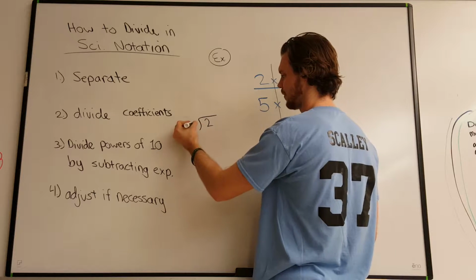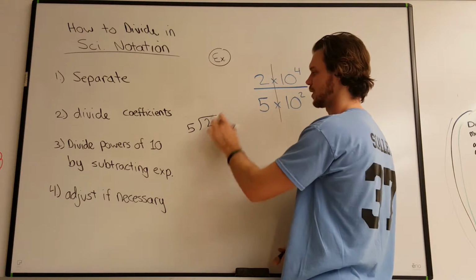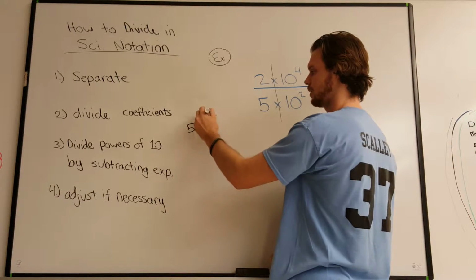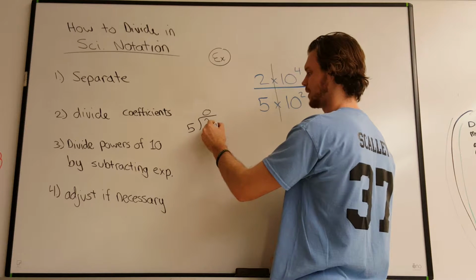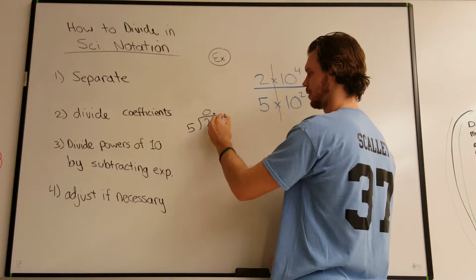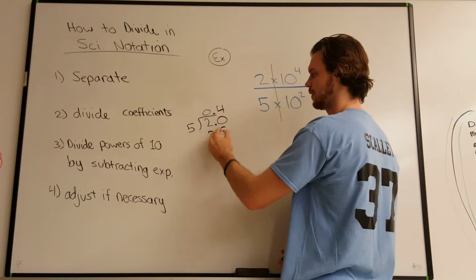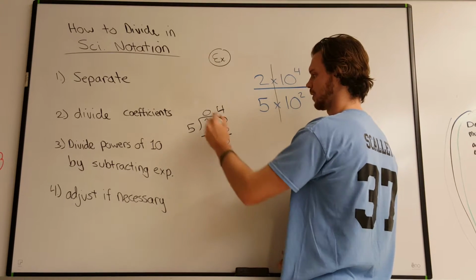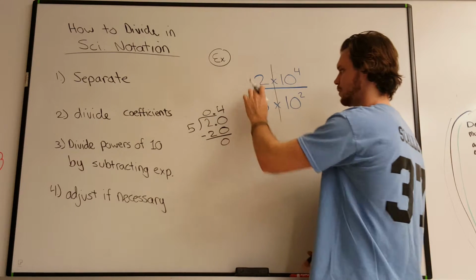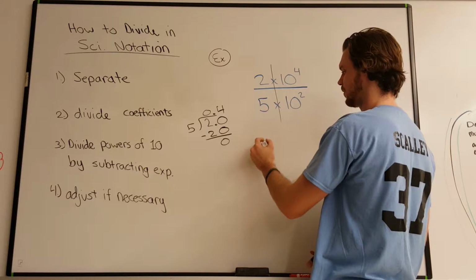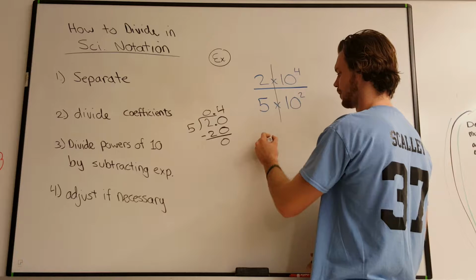2 divided by 5. Number on top goes on the inside. 5 doesn't go into 2, so I put a 0. Add my decimal place. And a 0. 5 goes into 20 4 times, and it goes in evenly. So I get my remainder of 0. That means 2/5, or 2 divided by 5, is 0.4.